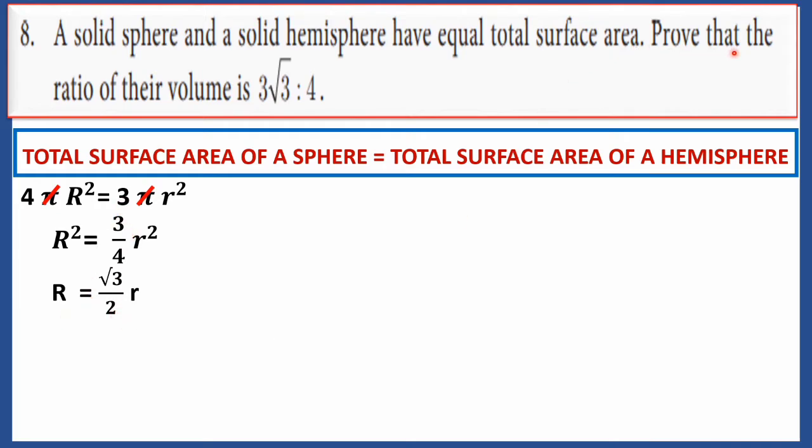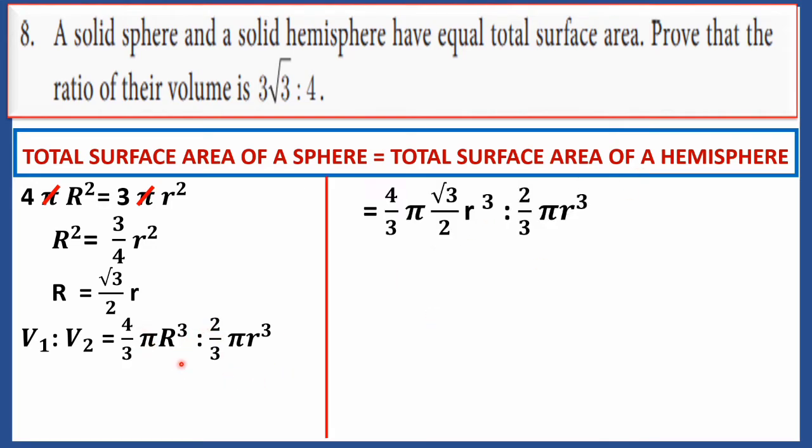Now we have to prove that the ratio of the volume is 3√3:4. Let us find the volume. V1 is to V2 equal to the volume of the sphere, 4 by 3 pi R cube, to the volume of the hemisphere, 2 by 3 pi r cube. As usual, we write this ratio in fraction form to find the solution. But here we write it as it is. I think you should follow this method. It's very easy for you.